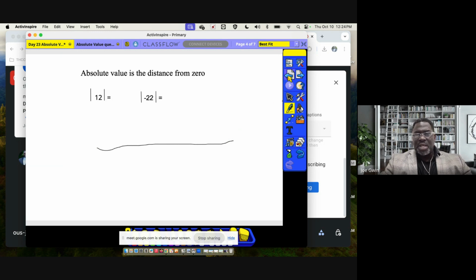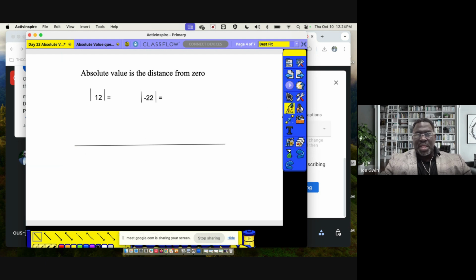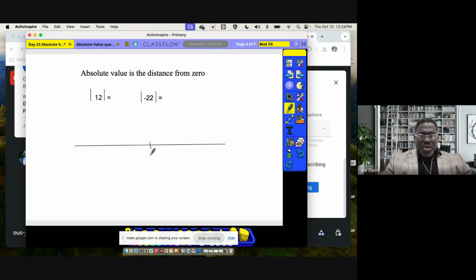Let's do it like this. So we have a line like this. And then let's just put some numbers on it. Let's say this is 0. All right. So we're at 0.